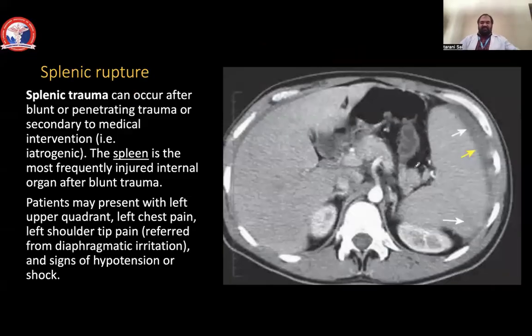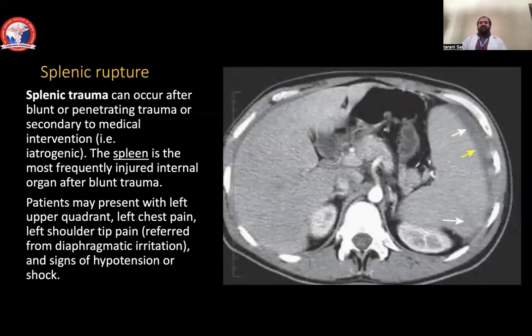Splenic rupture. Splenic trauma can occur after blunt or penetrating trauma or secondary to medical intervention. The spleen is the most frequently injured internal organ in blunt trauma. Patients may present with upper left quadrant pain, left chest pain, left shoulder tip pain from diaphragmatic irritation, and signs of hypotension and shock.